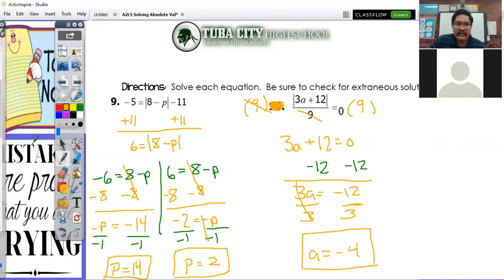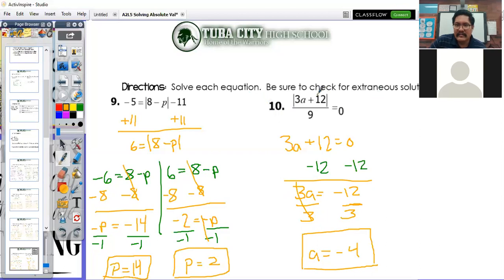And let's check it really quick, make sure it works out. -4 times 3 is -12. -12 plus 12 is 0. 0 divided by 9 is 0. And that works out. 0 divided by any number is still going to be 0. So that is a working solution. There you go.